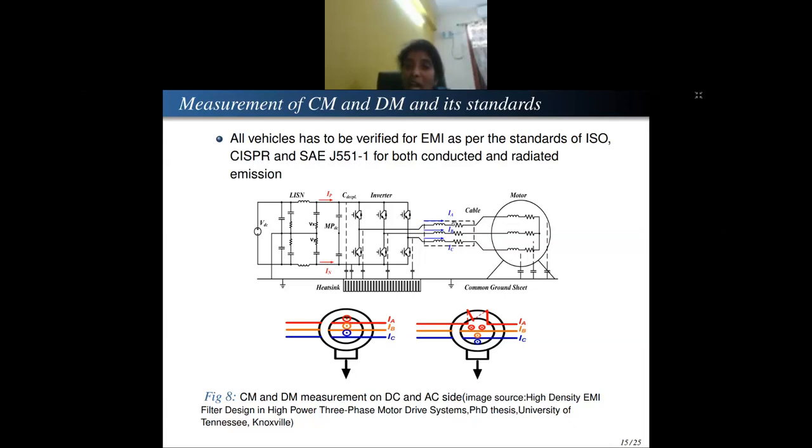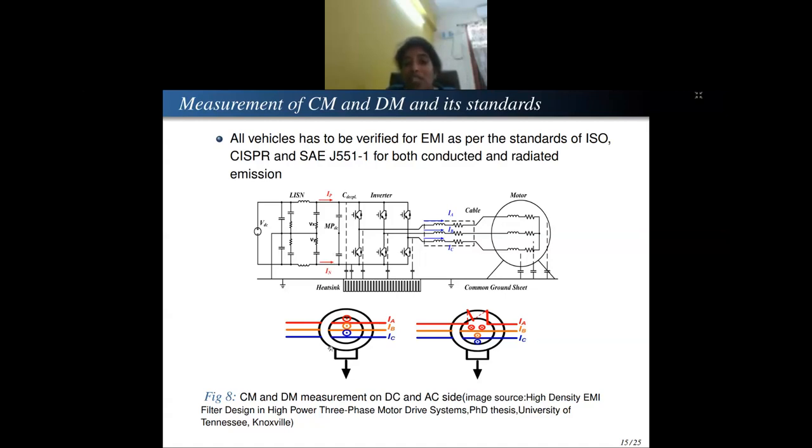If you are using IA, IB, IC, the current probes, generally you can clamp across in one direction. This dot terminal shows clamping the current probe in one direction so that the common mode currents can be measured across these three phase lines. The same thing you can do here also. If you have a current probe, you can clamp across these two lines. So that would measure only the common mode component.